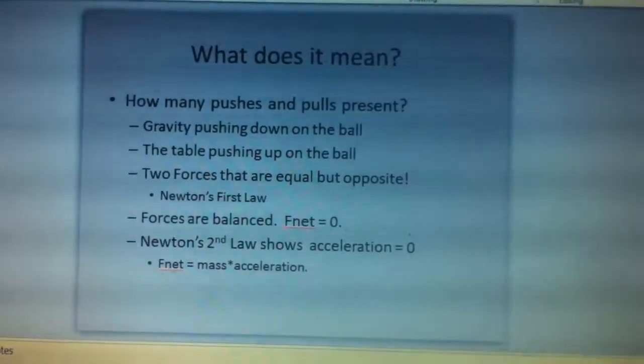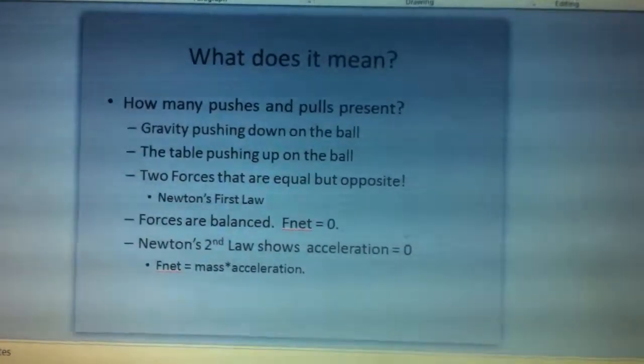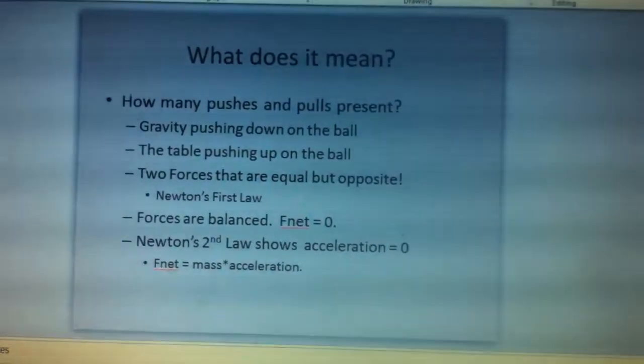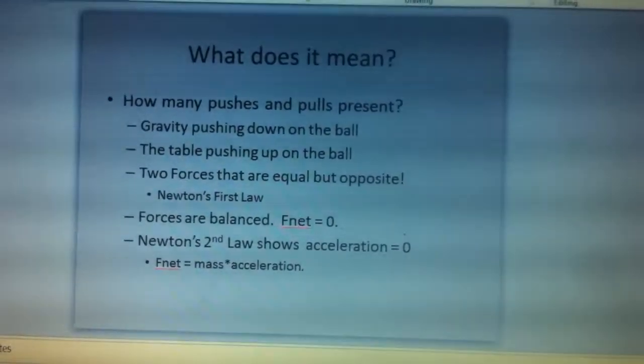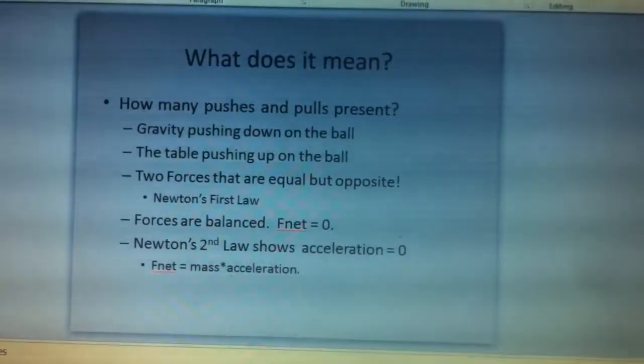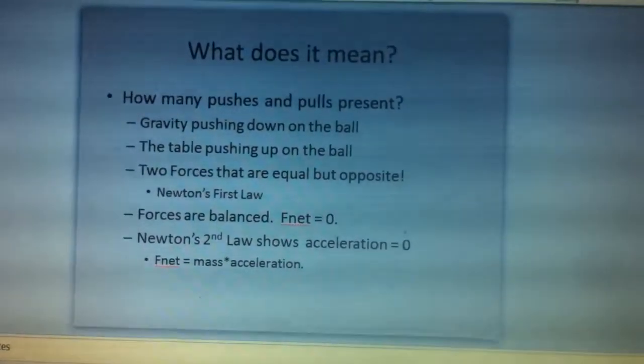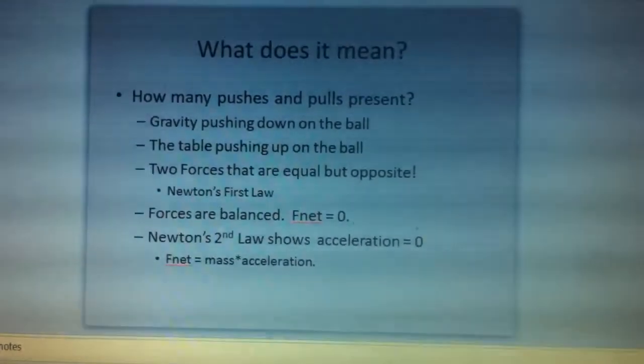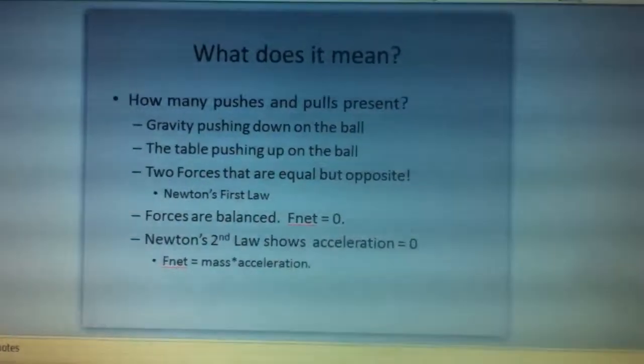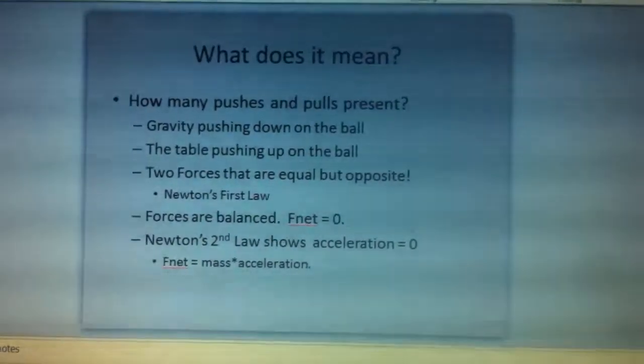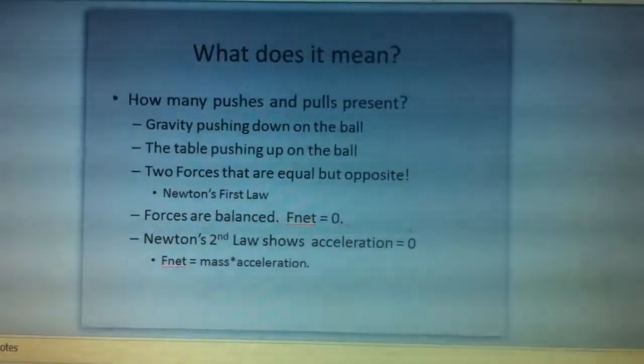In our computer model, we set net force equal to 0, but how many pushes and pulls were present in our video analysis to account for a net force equaling 0 in our observed video? There are two forces present, the first being gravity pushing down on the ball, and the second being the table pushing up on the ball.